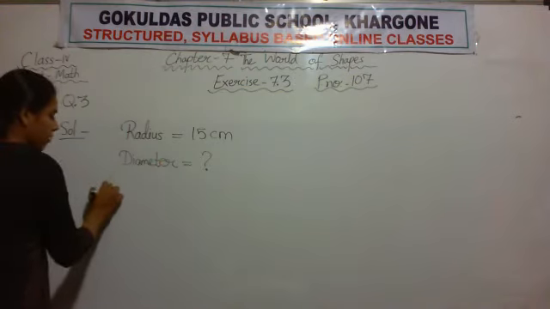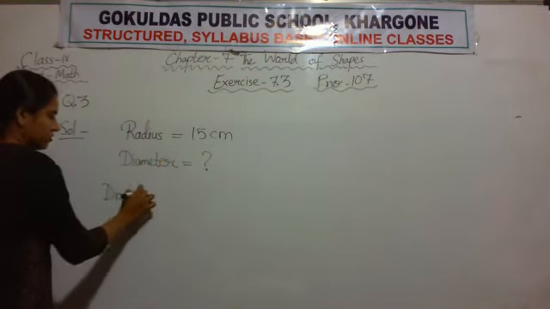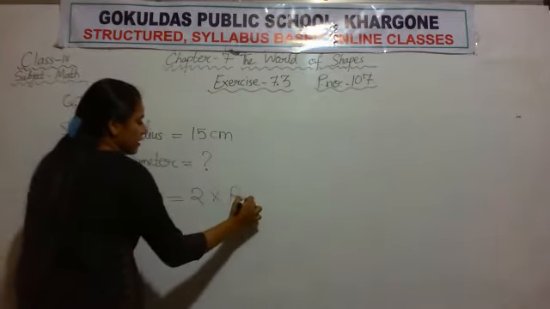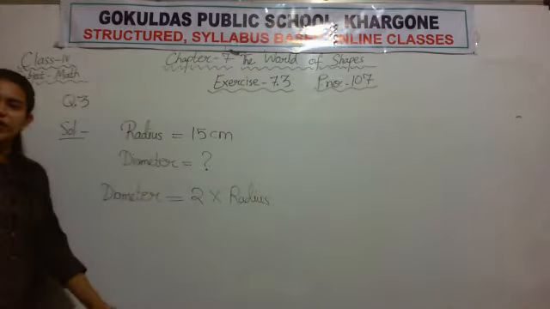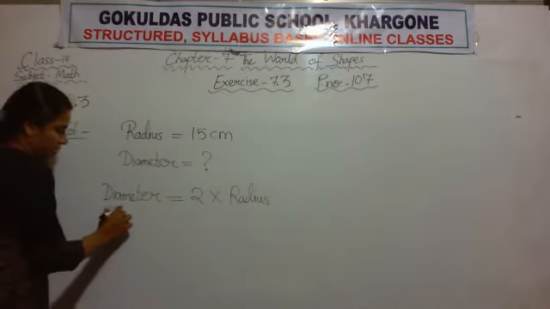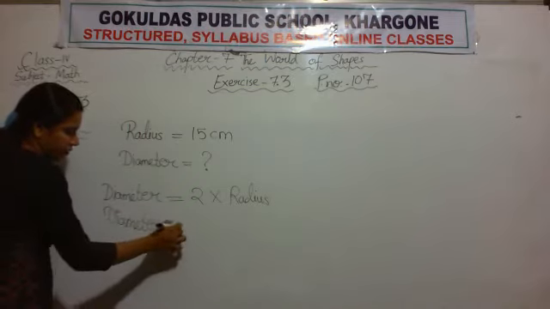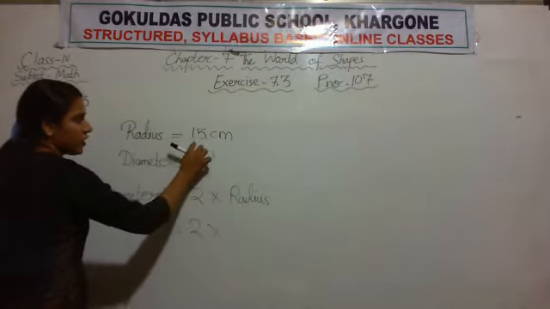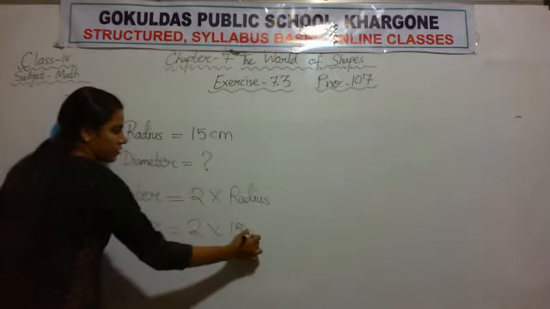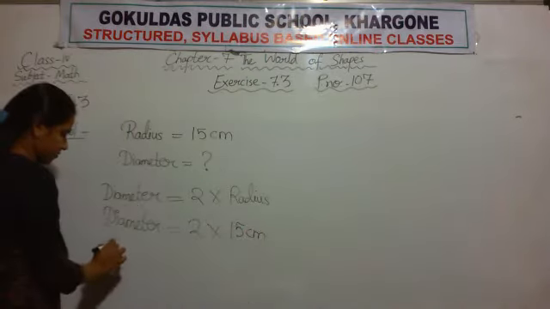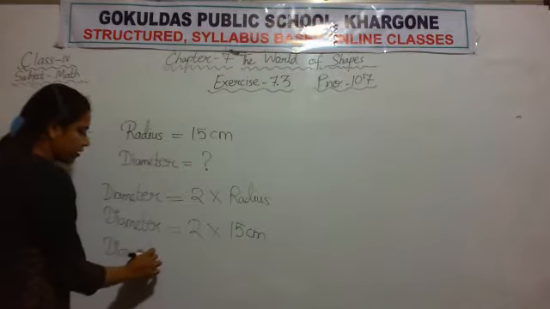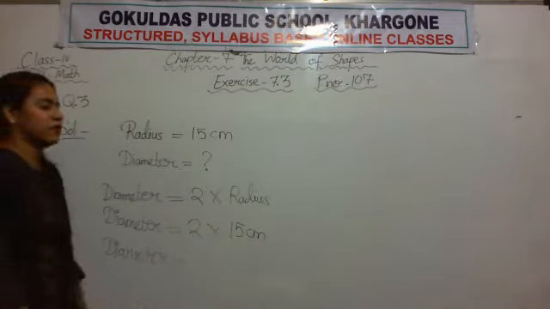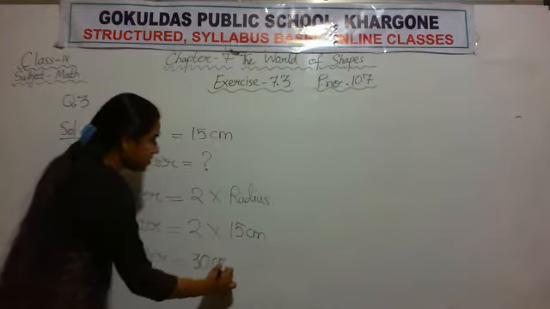So we have one formula of diameter. We can use it. Diameter is equal to 2 multiplied with radius. We have this formula, right? So we can use it. Diameter is equal to 2 multiplied by radius. We have the value of radius. What is the value of radius? 15 centimeter. So write 2 into 15. Arrange both the numbers column wise and multiply them. You will get 30 centimeter.